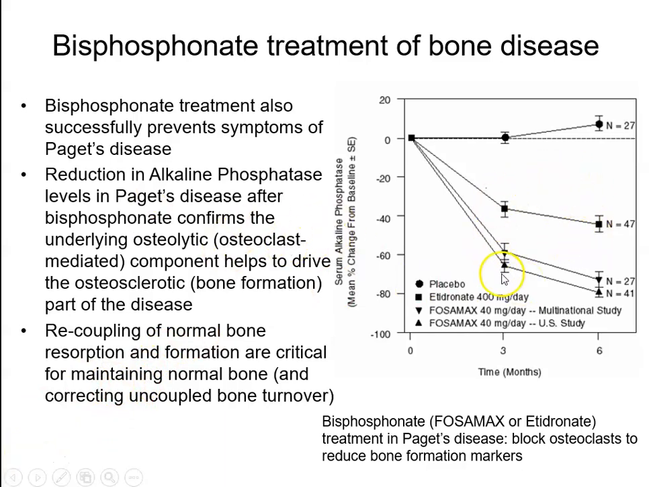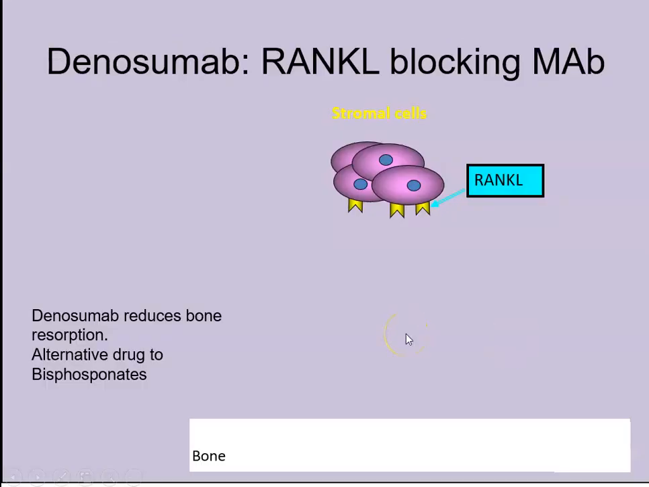Importantly, this data confirms that there's an underlying osteolytic component to Paget's disease that is helping to drive what we call the osteosclerotic or bone formation part of the disease. And osteolytic and osteosclerotic will come up later when I talk about cancer-induced bone disease as well. Now, the bisphosphonates are very good drugs for treating bone diseases, and they're long-acting, so one dose of zoledronate may last on the bones for 6 months or so, so that's a very good drug in that respect.